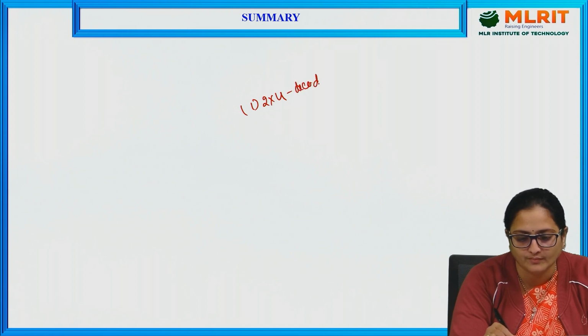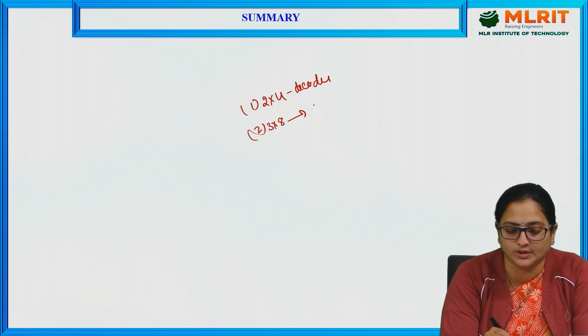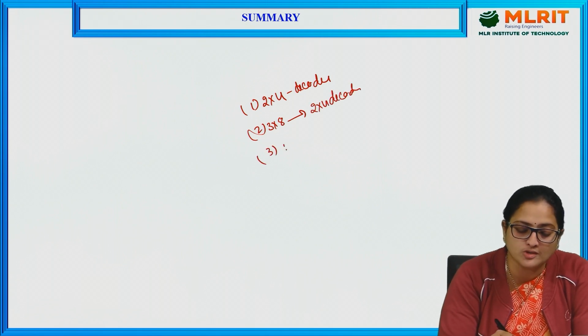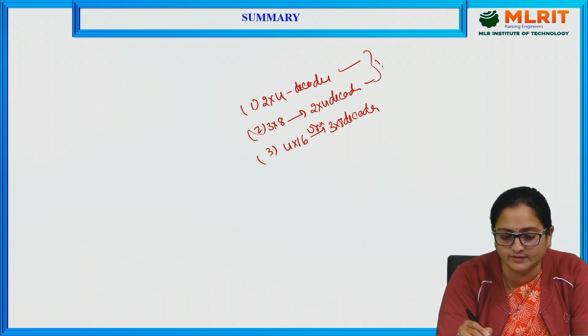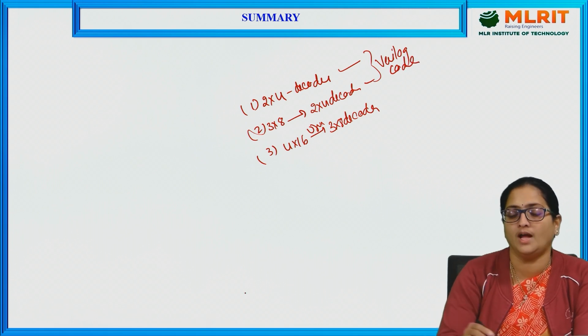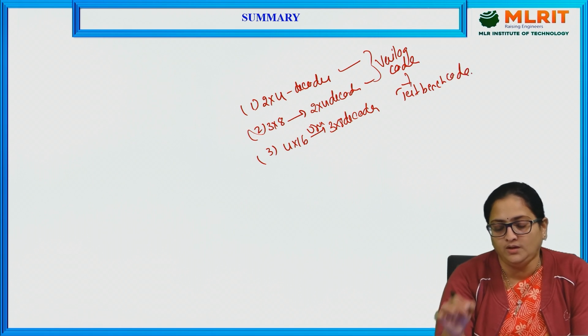In this video, we have seen what a 2 to 4 decoder is, what a 3 to 8 decoder is, and how to implement a 3 to 8 decoder using 2 to 4 decoders. And we also saw the 4 to 16 decoder using 3 to 8 decoders. For these, we have discussed how to write the Verilog code and also the test bench code. Thank you.